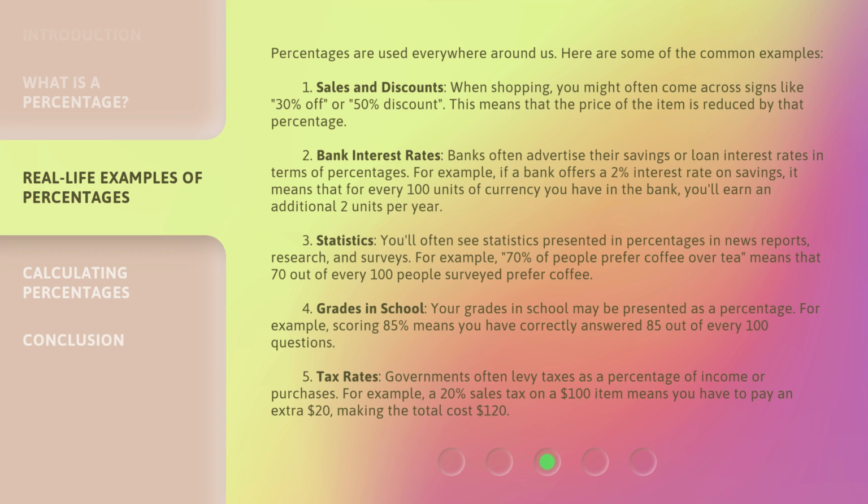4. Grades in school. Your grades in school may be presented as a percentage. For example, scoring 85% means you have correctly answered 85 out of every 100 questions.